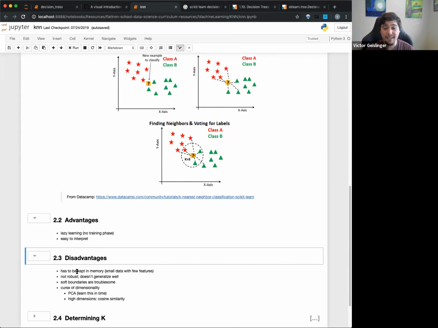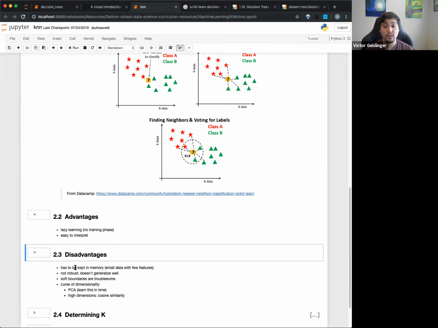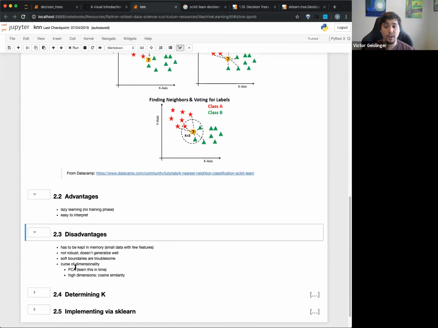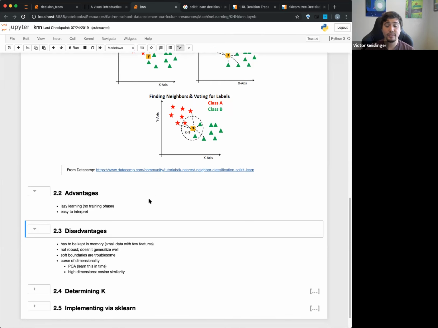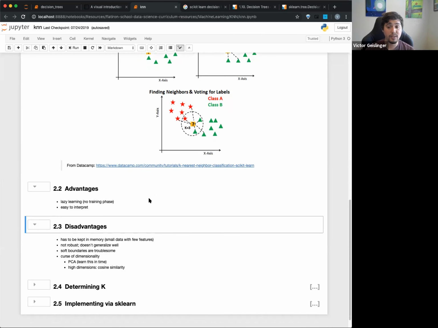It's not robust since it doesn't generalize well. For example, if you have a data point that's right over here that you've never seen before, like there's no one over here, you don't know if in this corner it should be a star or a triangle. The algorithm can give you an answer, but does it really make sense to include it with one of these groups? It might not.